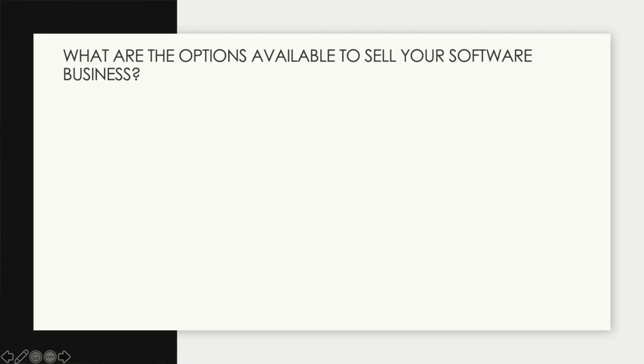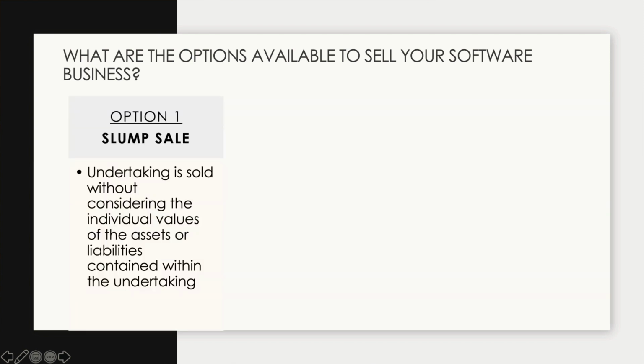Today we are going to talk about what are the tax implications from selling your technology or a software business. So here we are trying to simulate what would be the tax impact. So we are talking about three options available for you. The first option is a slump sale.